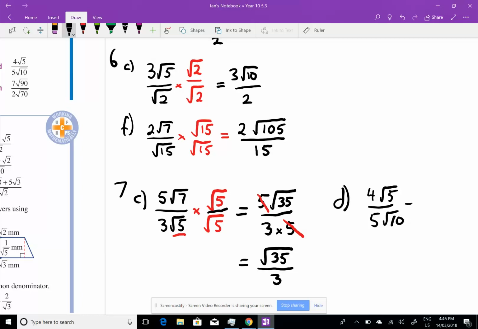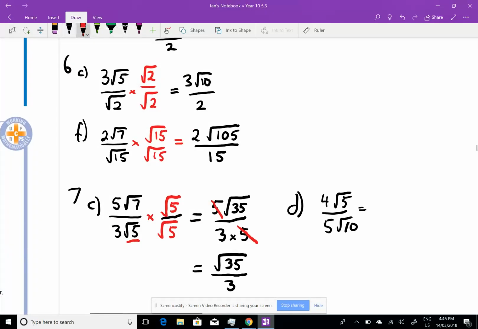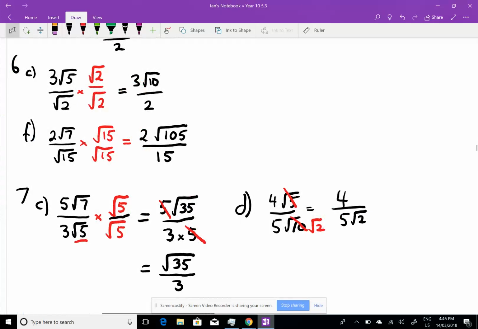Well, the first thing I'm going to do is I'm not going to try and rationalise it straight away. I know that root 5 goes into root 10 root 2 times. So I'm going to change this up. It's 4 on 5 root 2. Now, if you didn't see that, don't worry, because you can cancel things out later. But if you make that step first, it just makes it a little easier.